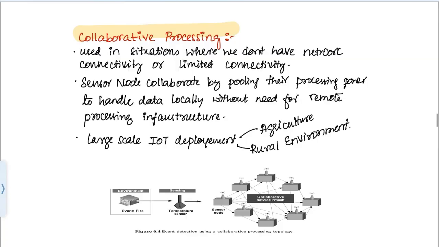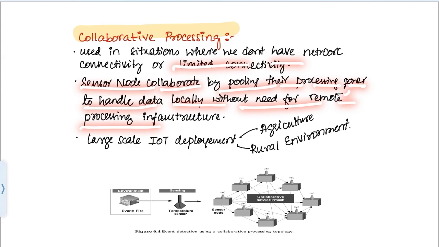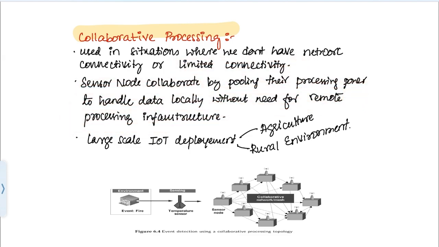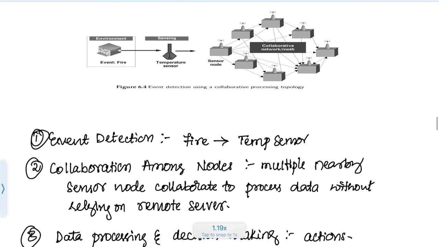Moving on further, we have collaborative processing. Collaborative processing is used in scenarios where there is limited or no network connectivity. Okay, so sensor nodes collaborate by pooling their processing power to handle data locally without the need for remote processing infrastructure. So this can be used in large scale IoT deployments where a network is not properly available. For example, rural environments or agriculture, a large scale IoT deployment. Let's look at the example. Let's look at the figure here.